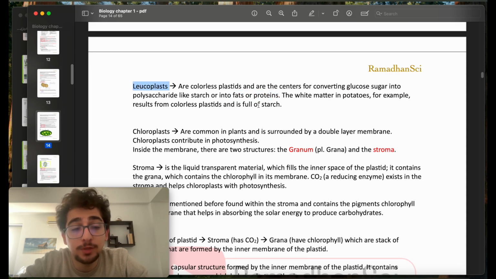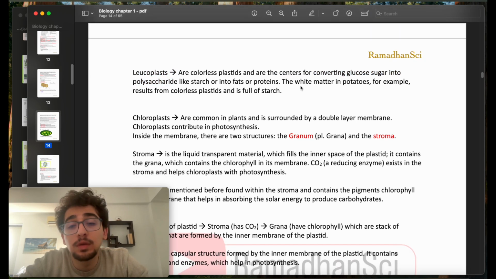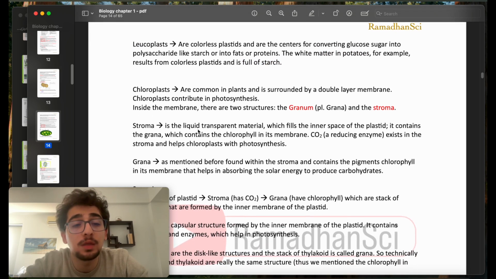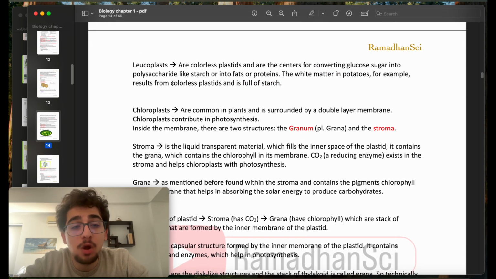They can also give you a question: who's responsible for each of the following? They will tell you converting glucose into polysaccharide, and the answer is leucoplast. The white matter in potatoes, for example, results from the colorless plastids and is full of starch. Here is also a question telling you who's responsible for the white matter in potatoes, and the answer is leucoplast, which is full of starch. Remember that leucoplasts are colorless.